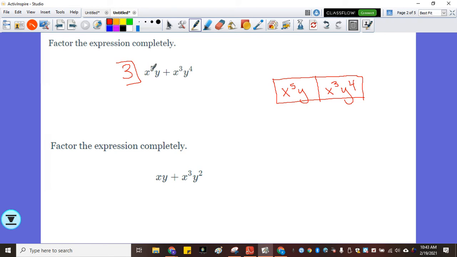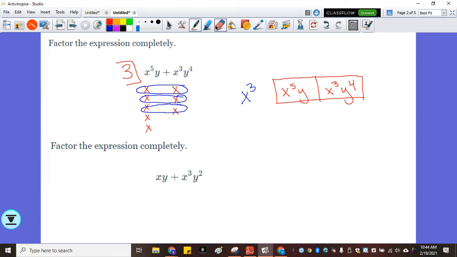Now, a lot of exponents have really been tricking people, but x to the 5th just means you have 5 x's. 1, 2, 3, 4, 5. X to the 3rd means you have 3 x's. 1, 2, 3. So how many x's do these 2 terms have in common? 3. It is your smallest exponent. So 5 and 3, 3 is the smallest. They have 3 x's in common.